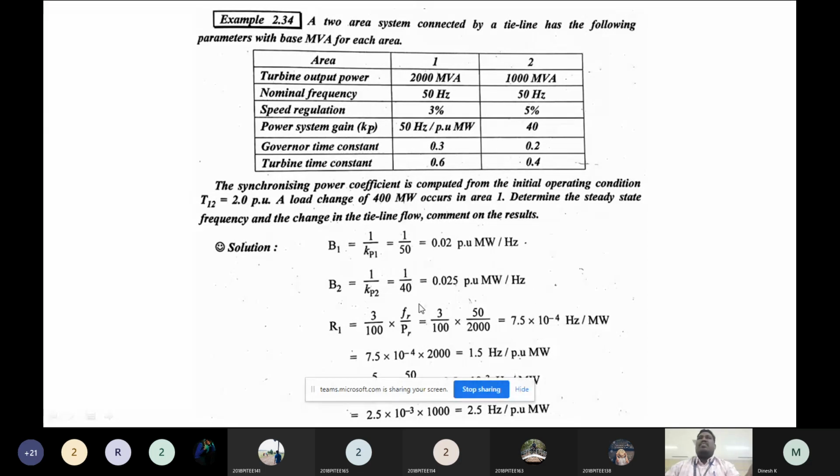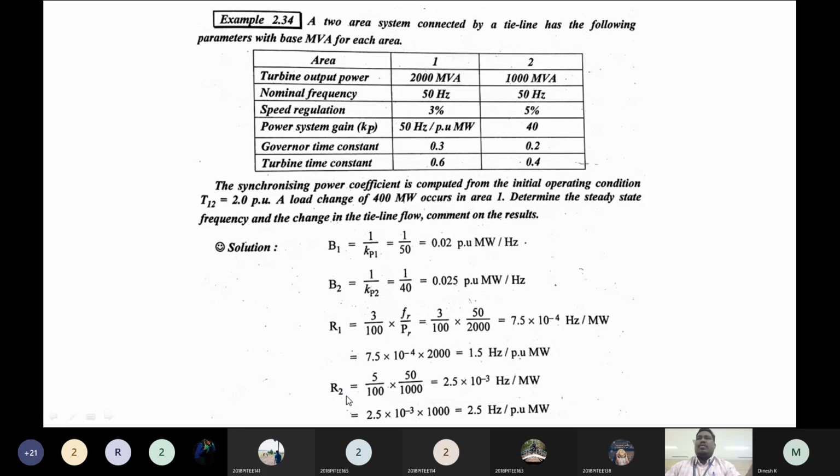Next, we have to find out the regulation for each and every area. The 3% is given, so 3 by 100 into FR by PR. FR is frequency, PR is your rated MVA. So 3 by 100 into 50 by 2000, so 7.5 times 10 power minus 4 hertz per megawatt. When you multiply with this 2000, that is for turbine output power, you get 1.5 hertz per unit.